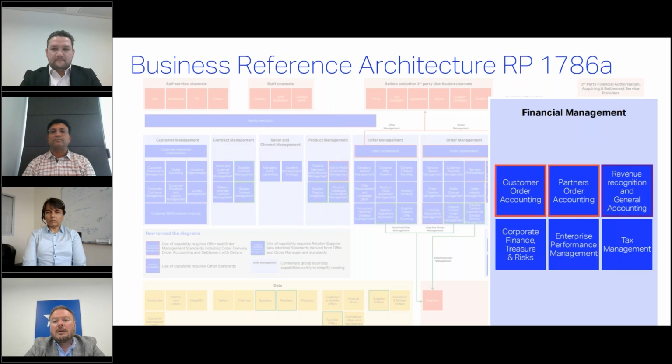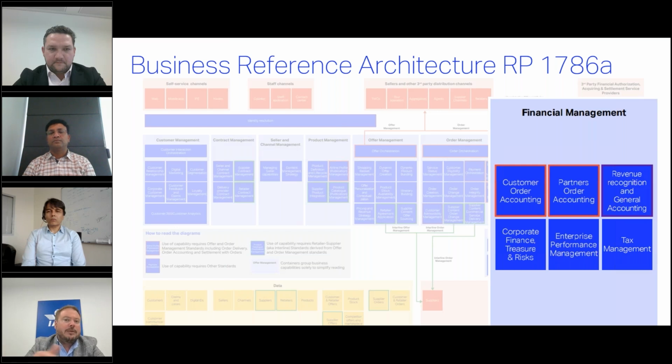As you see here, I think I did mention a bit earlier that it's kind of looking at generalizing financial management. We're looking at customer order accounting, which essentially relates to your more or less standard OTC, the order to cash process, and partners order accounting, which could technically represent order to cash or procure to pay. But here the group felt that we should look at it more from a procure to pay.